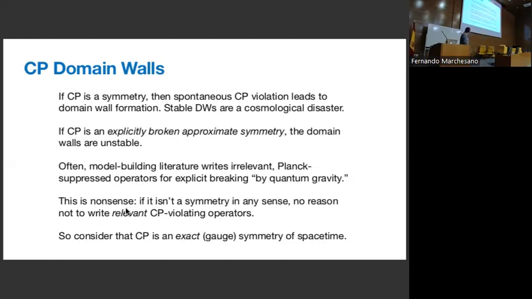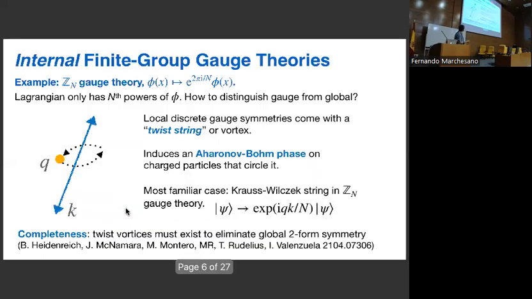Okay, so there's just kind of a basic philosophical problem with the way that I think people have been thinking about these models. And the right way to think about it is if you want CP to be a symmetry that's spontaneously broken, you should start with CP actually being a symmetry. And it's a symmetry of spacetime, it should be some exact gauge symmetry of spacetime.